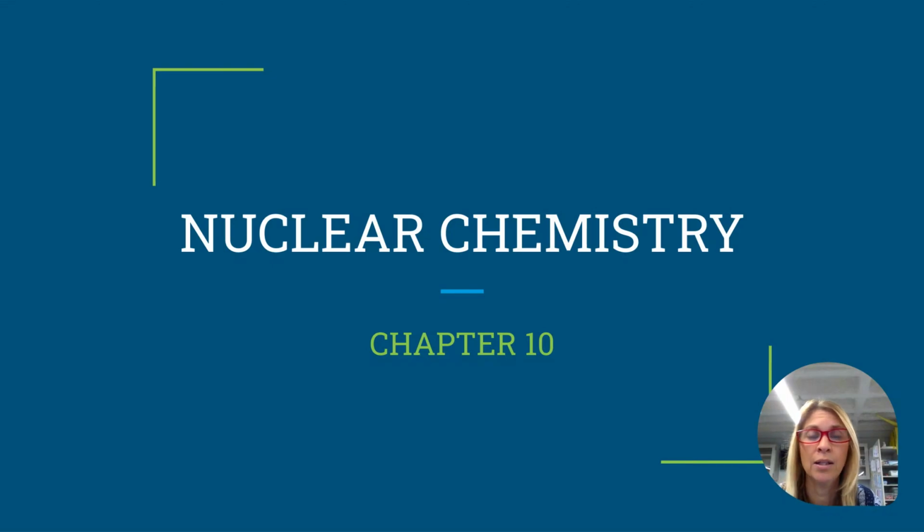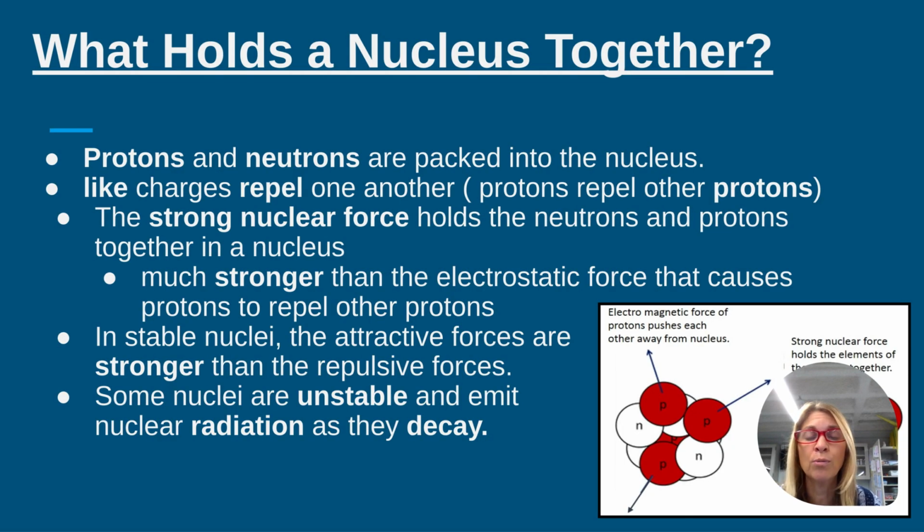Okay, in this section of chapter 10 that we're going to cover, we're going to look at changes that happen to the nucleus of an unstable atom. Let's remember a little bit about atomic structure. Protons and neutrons are both packed into the nucleus. Protons have a positive charge and neutrons have no charge.